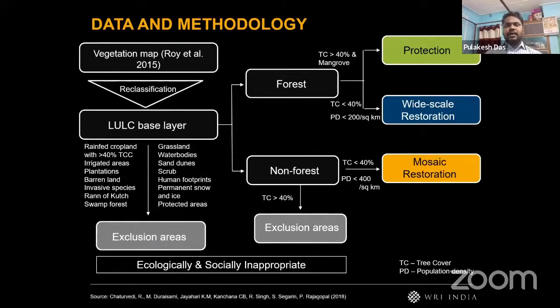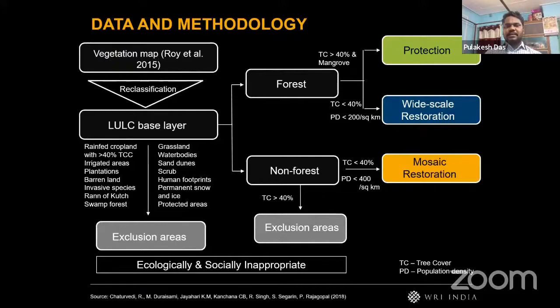Again, in forest, if we have a very dense forest, we have removed them from this analysis. If the forest density is more than 40% in mangroves, we have classified them as a protected area or areas for protection. If the tree canopy density in forest areas is below 40%, then one can apply the wide scale restoration.